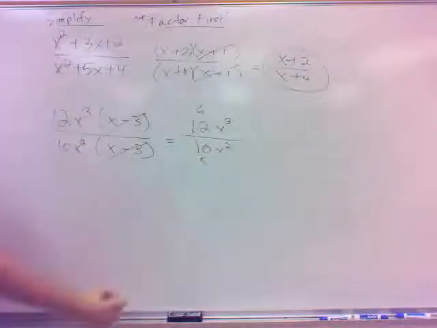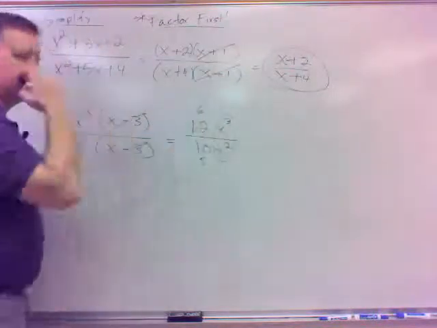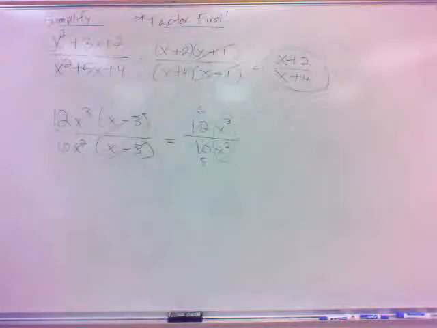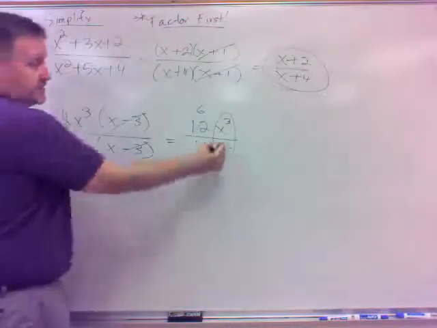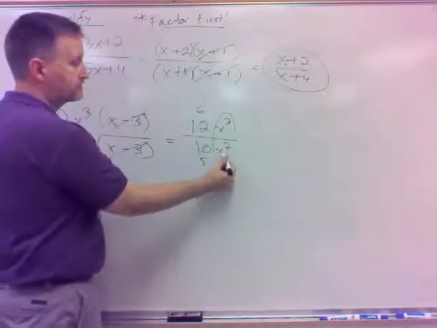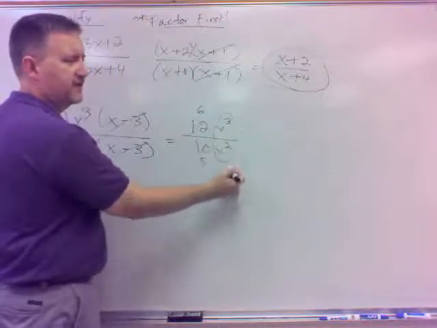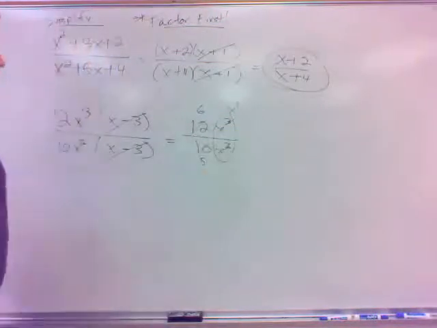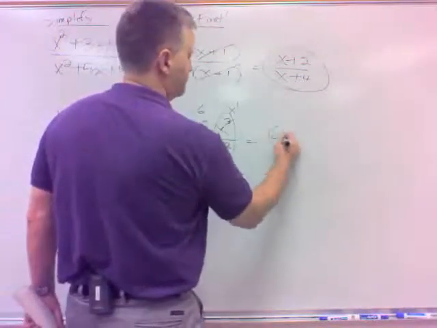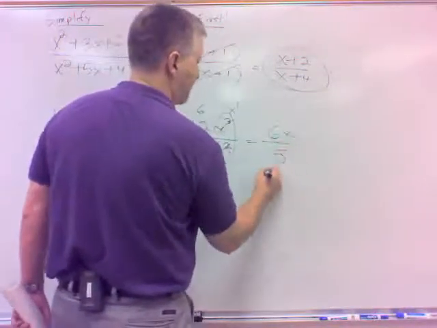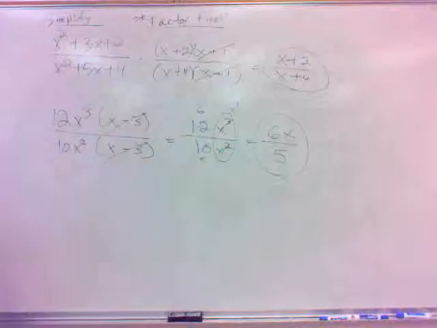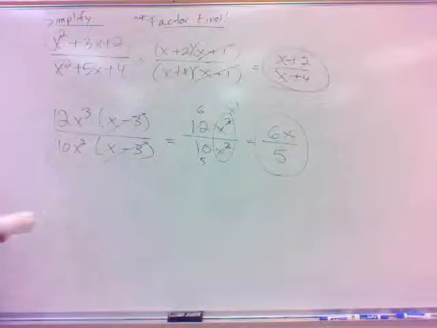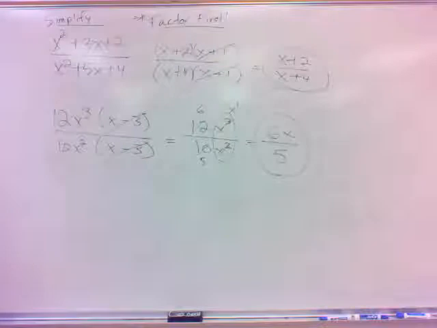And then what about this? Well, I have the same base on those. They essentially have the same factors, don't they? What do I do, though, since they're divided? Subtract the exponents. So won't I wind up there with 6x to the first, or 6x over 5? So if you have these monomials in front there, you can reduce those just like a regular fraction. Okay?